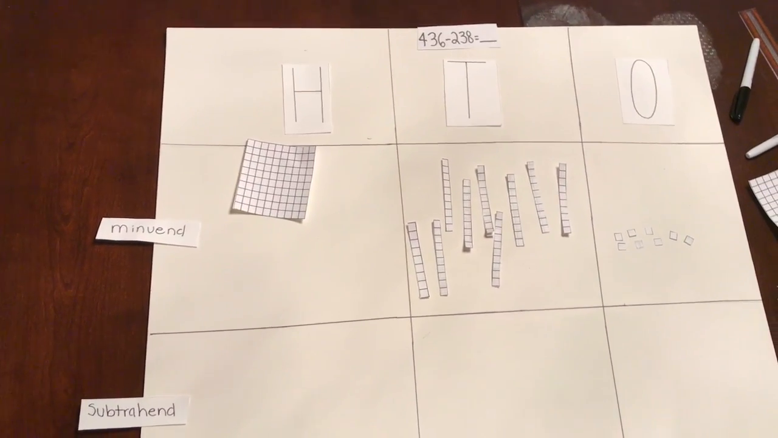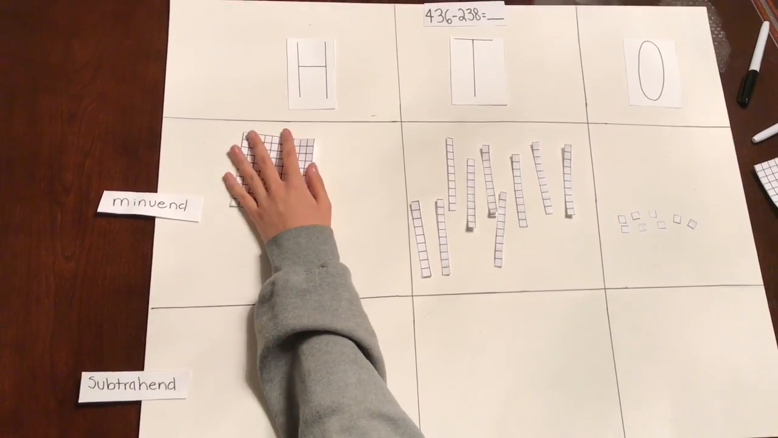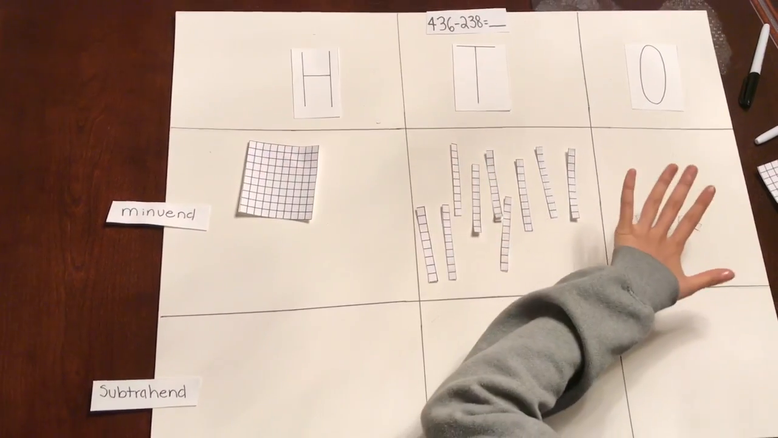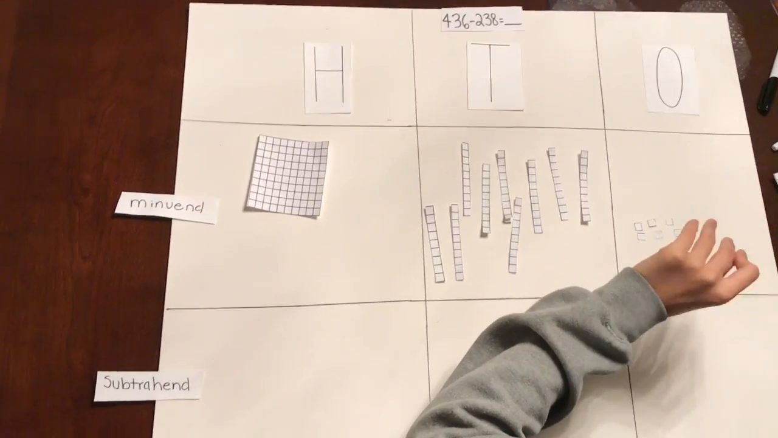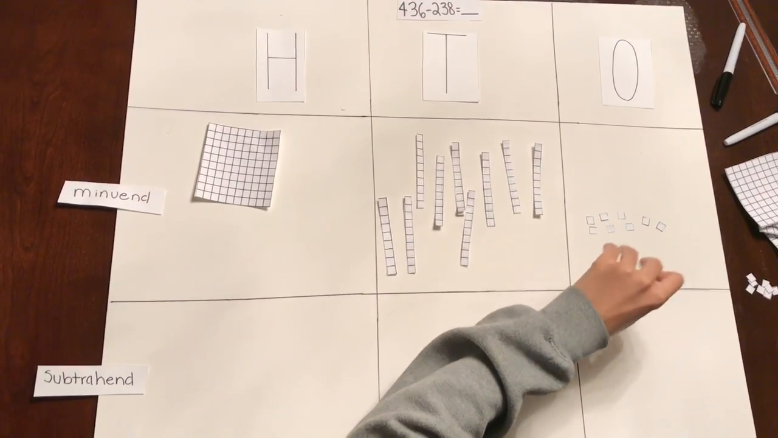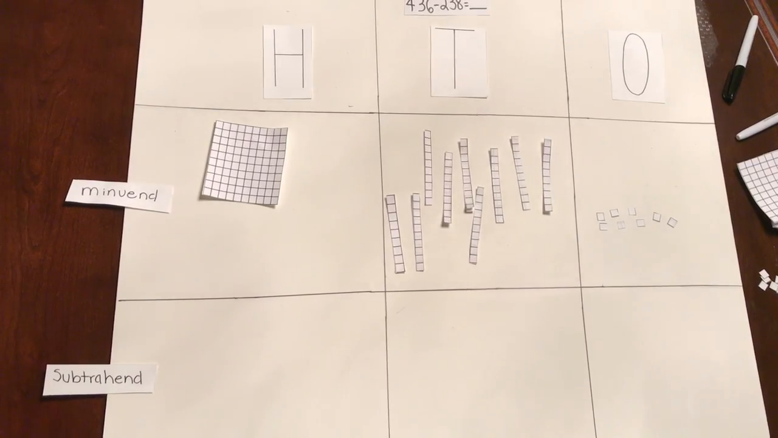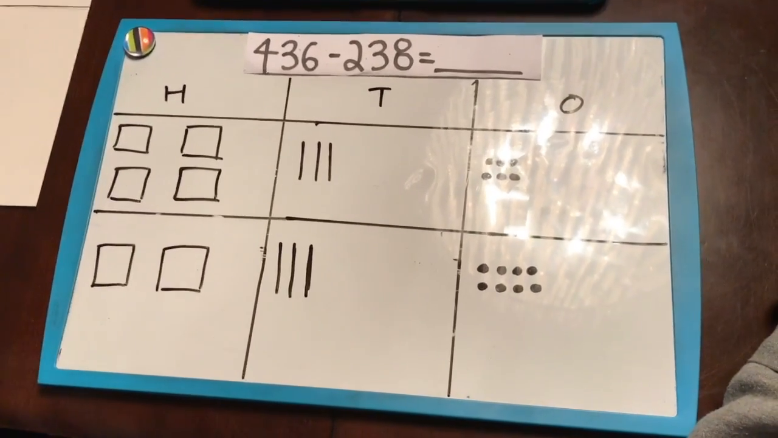In total, after all the trade-offs, I have 1 flat that represents 100, 9 rods that represent 90, and 8 units that represent 8. In total, I have 198 as the difference to the equation 436 subtract 238. This is my pictorial representation.